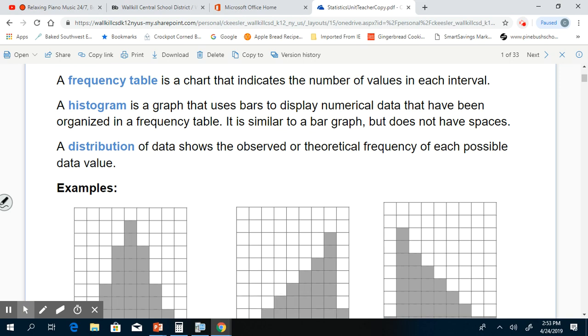So this week we are starting our unit on statistics. To start off the unit, we're going to be looking at some different representations of ways you can display data in a graph. Today we're going to be focusing on a histogram. So let's start with filling in the blanks.